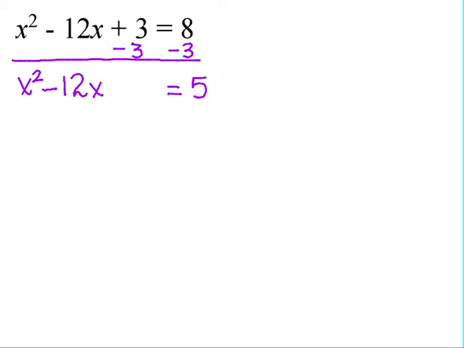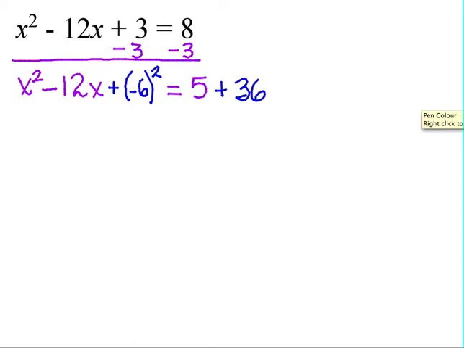What do I do now? Half of -12. What's half of -12? -6. So remember how I'm going to write it? I'm going to write it this way. -6. What do I do with that -6 then? Square it. And then what do I do? Add it to the other side. So I could put -6 squared, or I could put 36.